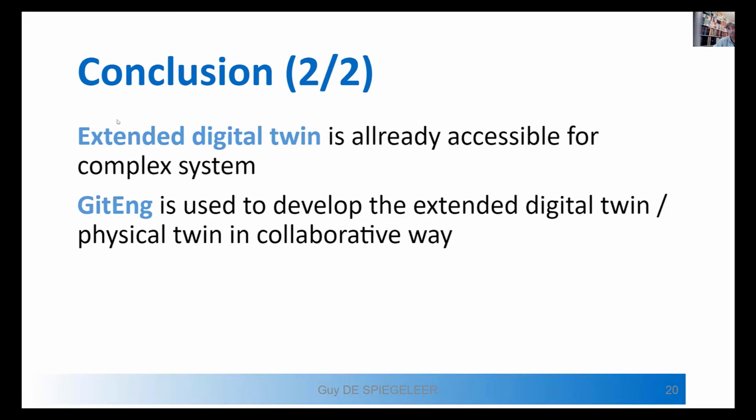And we prove that it's already possible to perform an extended digital twin. The capability of the software is available, so it's just a question of decision now to develop and use it for dedicated complex system design. And the idea is really to adapt to the design of complex systems the knowledge and the processes that were used for the development of software.